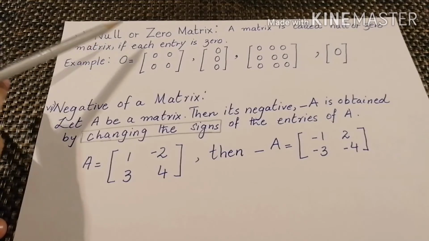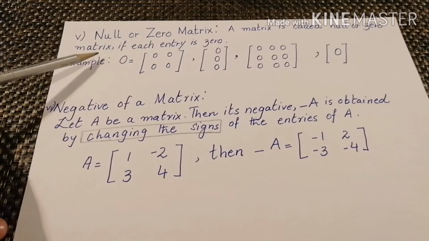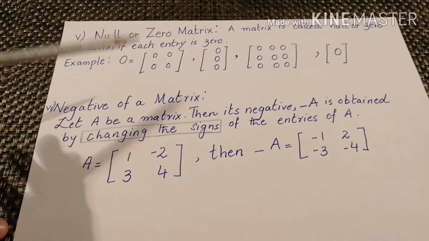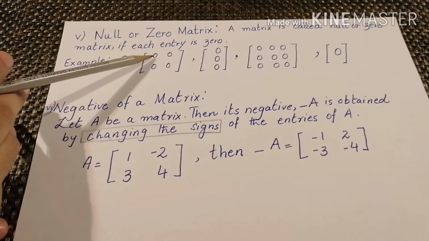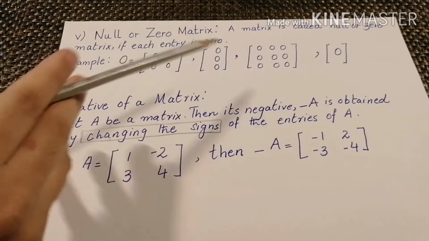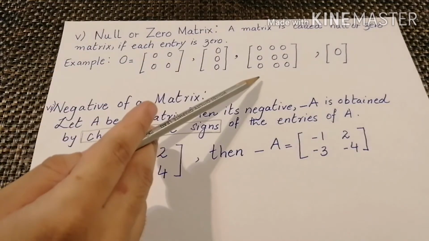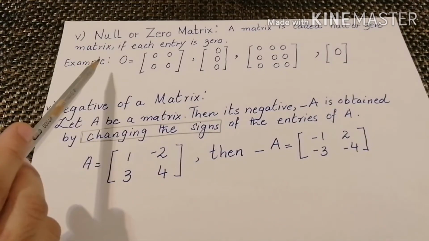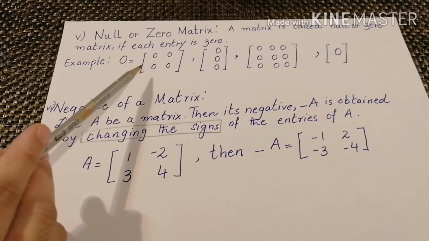Now, the null or zero matrix. A matrix is called null or zero matrix if each entry is zero. For example, it is also denoted by zero or O is equal to [0, 0; 0, 0]. Here again, the matrix has all the entries zero. Here also and here also. So the null matrix or zero matrix is the matrix in which all the entries are zero.